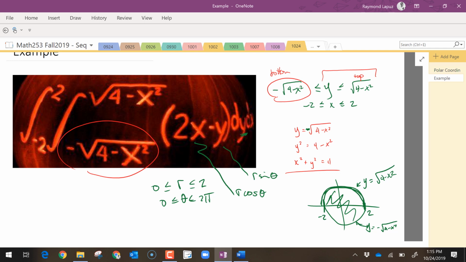Well, it matters because the negative is on the bottom and the positive is on top. But aside from that, when you're just trying to figure out that it is a circle, this is the way to show that it's a circle.